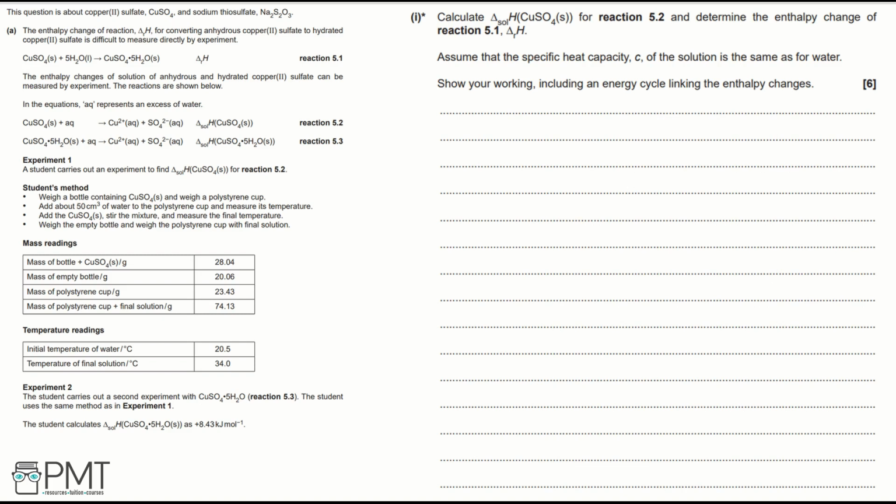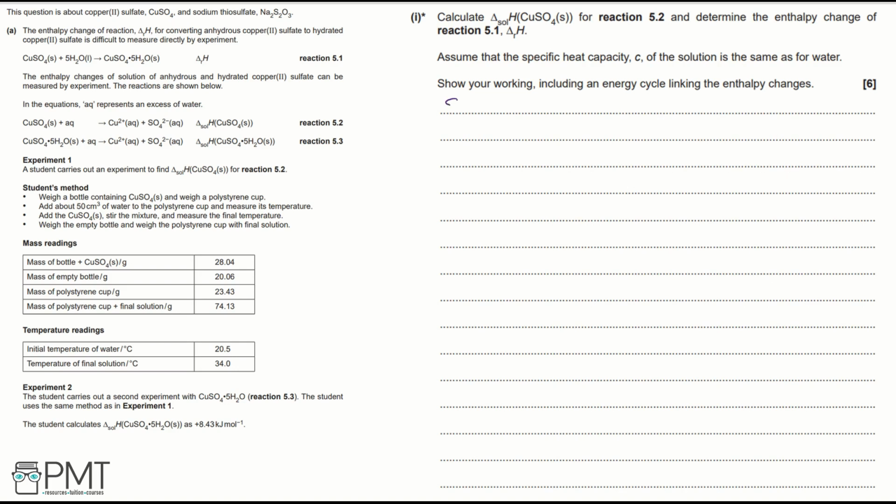Part 1. Calculate the enthalpy change of solution for copper sulfate solid, or copper 2 sulfate solid, for reaction 5.2, and determine the enthalpy change of reaction 5.1. Assume the specific heat capacity C of the solution is the same as for water. Show your working including an energy cycle linking the enthalpy changes.